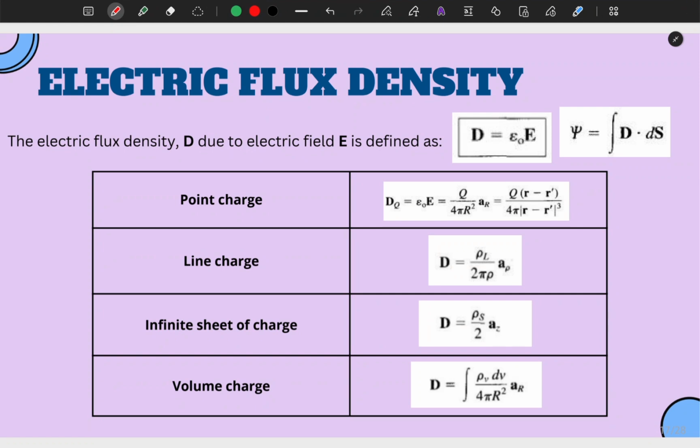Electric flux density represents electric flux per unit area. It also relates electric field to charge distribution such as point charge, line charge, infinite sheet of charge, and also volume charge. It is useful when applying Gauss' law, and these two are the major equations of electric flux density.